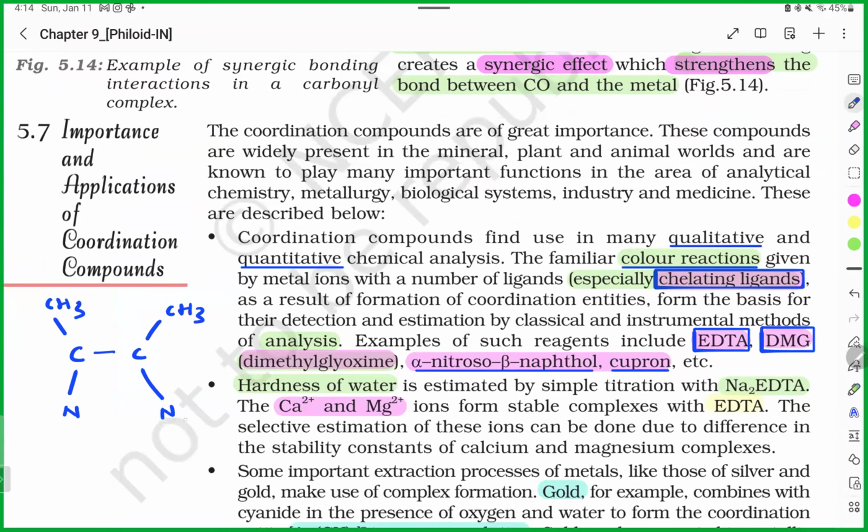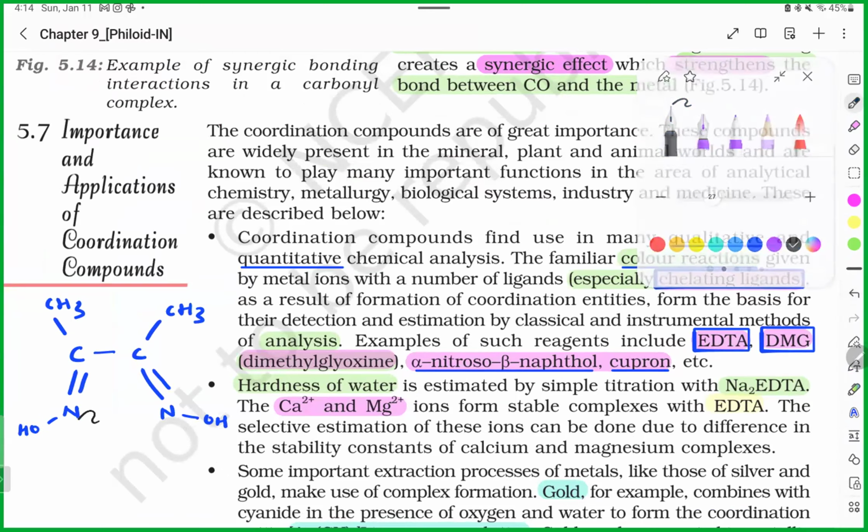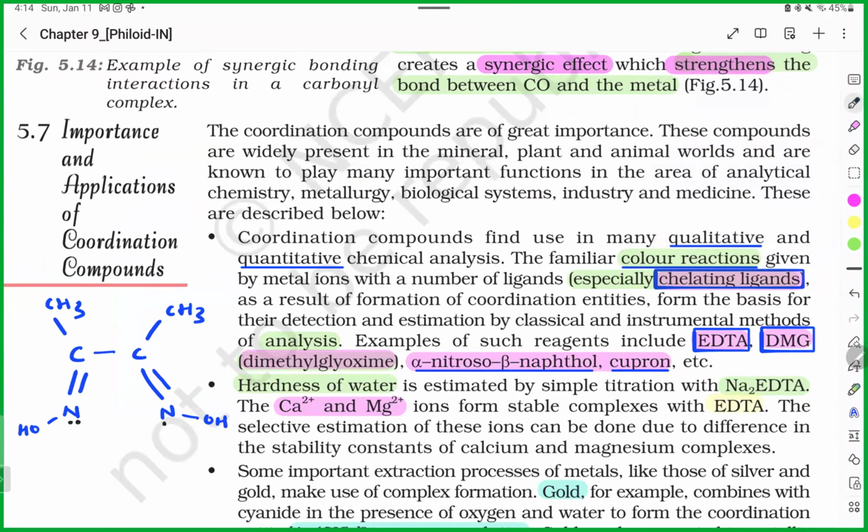Then how many bonds are there? Bonds completed? Yes. One OH here, one OH here. So what is happening here? You have electrons in this case, and you have electrons in this case also. This will donate to some metal and form the chelating agent.